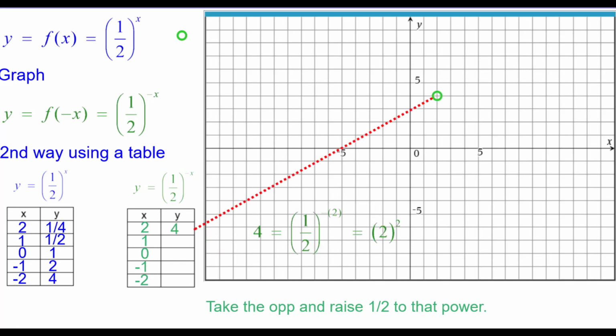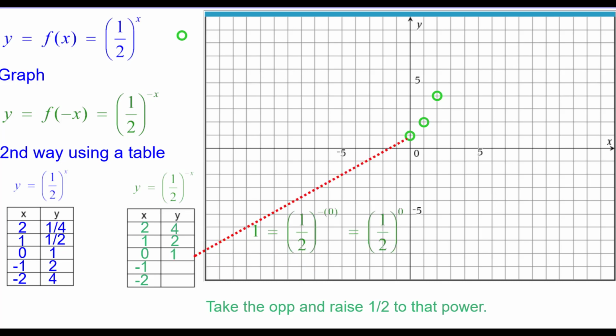So 2, 4 is plotted. 1/2 raised to the -1 is a reciprocal, which is 2, so 1, 2. The opposite of 0 is 0, and anything to the 0 power is 1, so 0, 1, except 0, of course. When x is -1, the opposite of -1 is +1, and so that keeps 1/2, so -1, 1/2. And when x is -2, the opposite of -2 is +2. Squaring 1/2 is 1/4, so -2, 1/4.